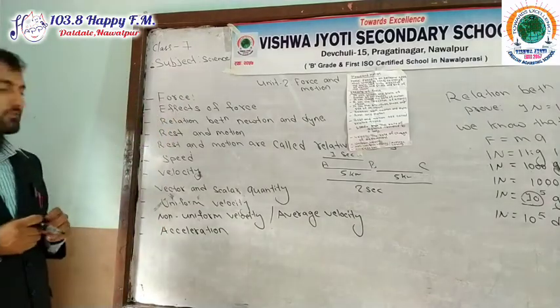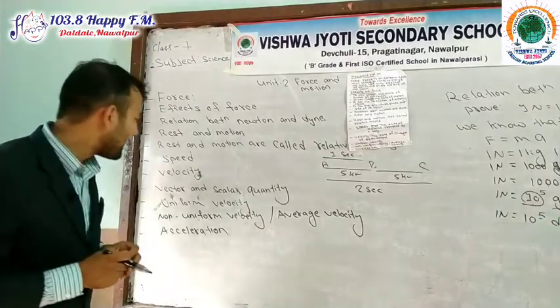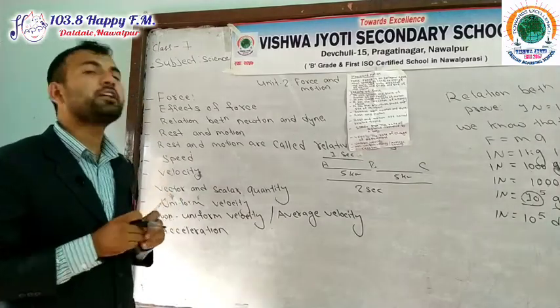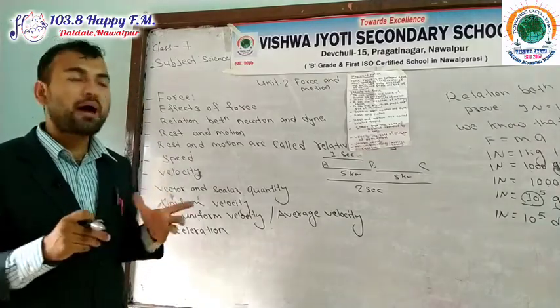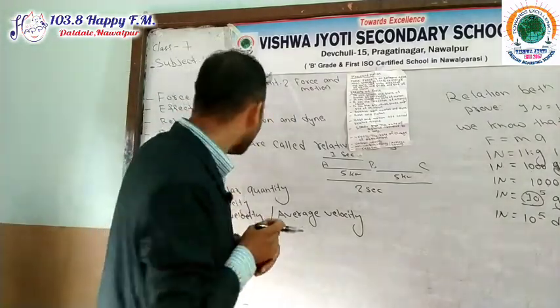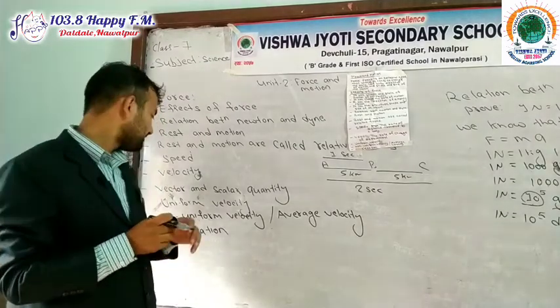What do you mean by variable velocity? When a body covers distance in unequal intervals of time, it is known as variable velocity.